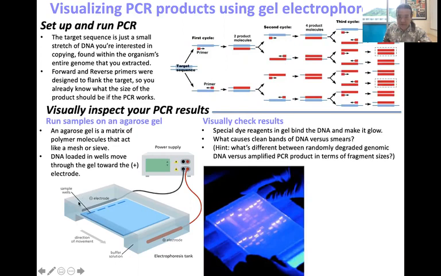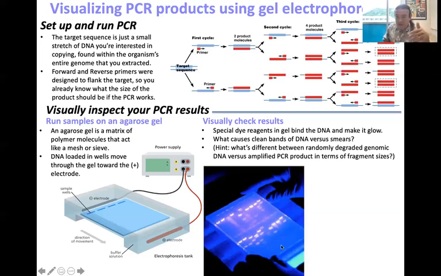So the current is flowing in a way that the negatively charged DNA is drawn through the meshwork of the agarose. And long strands of DNA, you can imagine, get caught up in the mesh. They don't move as fast, right? Small pieces of DNA kind of wiggle their way through the gel, and they would migrate further. And importantly, all DNA fragments that are the same size would migrate at the same rate. So then you visually check your results.